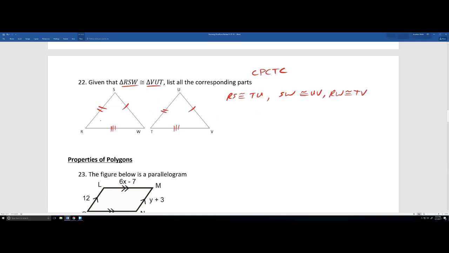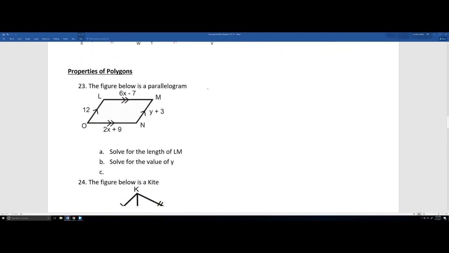Don't forget the angles. Angle R has to be congruent to angle T. Angle S has to be congruent to angle U. And lastly, angle W has to be congruent to angle V. There we go. So again, corresponding parts of congruent triangles are congruent. That's the idea. Very important idea.